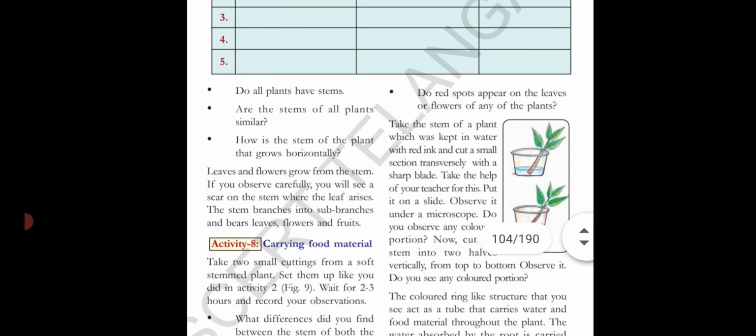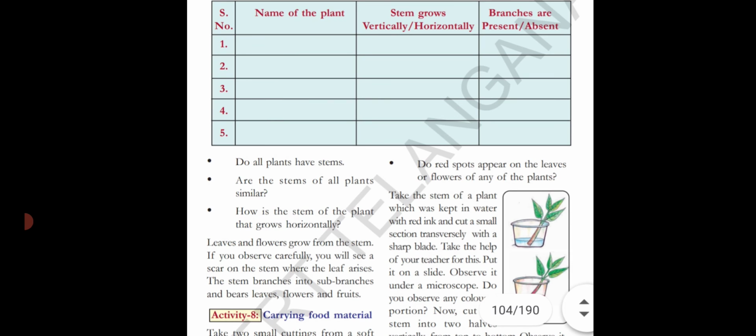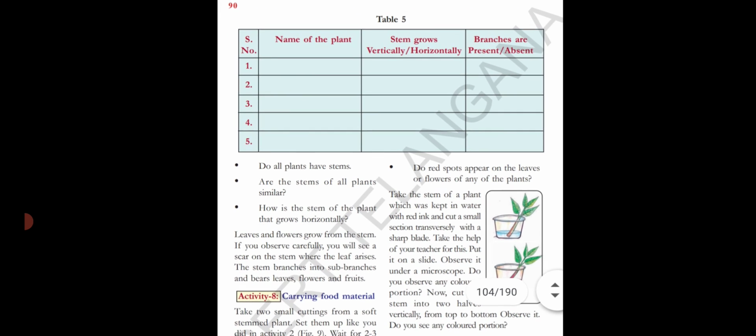Leaves and flowers grow from the stem. If you observe carefully, you will see a scar on the stem where the leaf arises. The stem branches into sub-branches and bears leaves, flowers and fruits. So whatever plants you collected, observe how the stem was and how the branches were. Okay, this is the activity you have to complete in table 5.